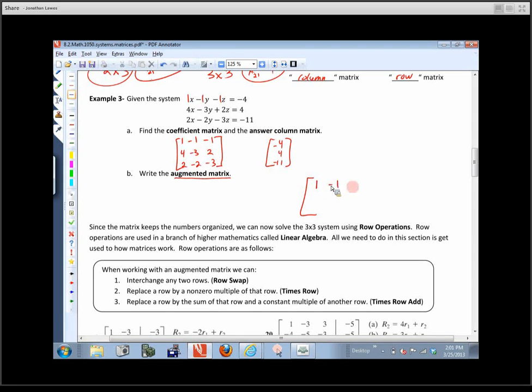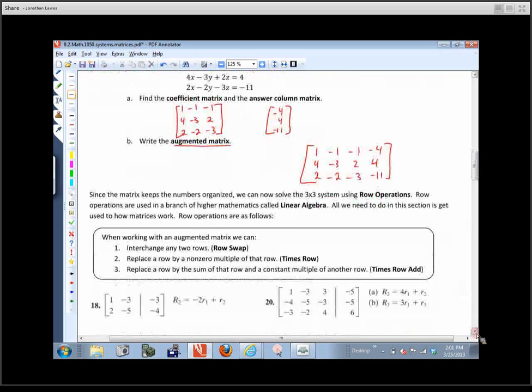1, -1, -1, and -4. The next row is going to be 4, -3, 2. So they just are combined. Basically, that's easy. It is easy. Basically, we just combine them. We augment. That's as hard as it gets. Good luck. Okay. We augment the coefficient matrix with the answer matrix, and usually we put a little dotted line right here. Sometimes it's a solid line, doesn't really make any difference.